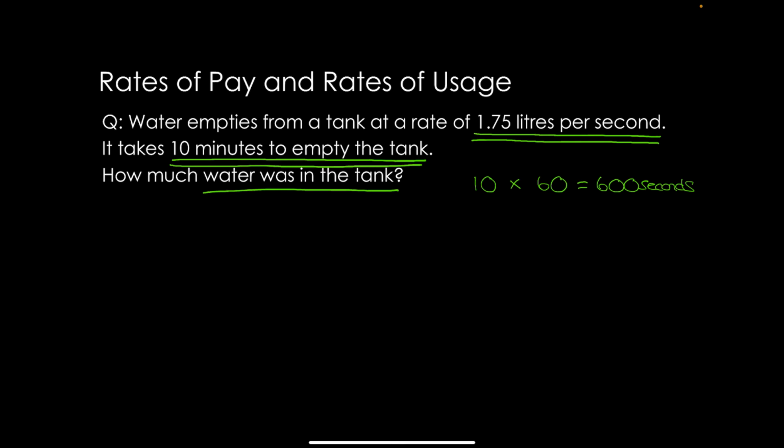It then tells you that over those 600 seconds, it releases 1.75 litres every time. So that's going to be quite a bit of water. We need to multiply those together to work out how many litres of water there were. It's over 600 seconds and it releases 1.75 litres every second. If I multiply that together, it's 1,050. So it'd be 1,050 litres in the tank. Alright, done.